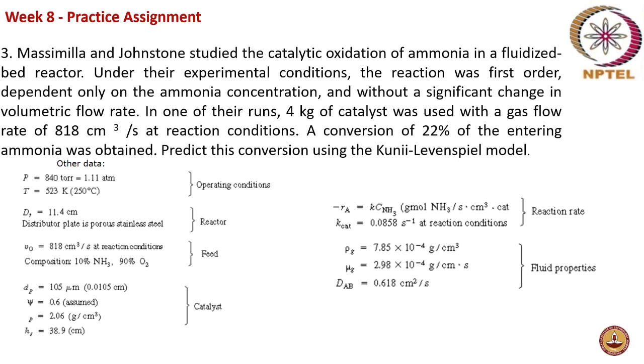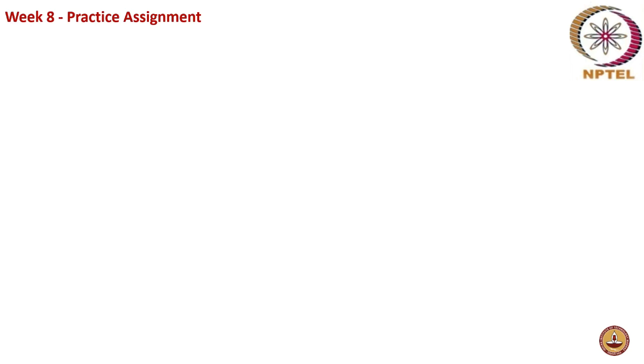So these are the other information that they have given on operating condition, reactor, feed stream, catalyst, reaction rate and fluid properties. Now we have to find out the conversion based on the Kunii-Levenspiel model, and see if it gives a similar value or a completely different value to that of the observed conversion of 22%.